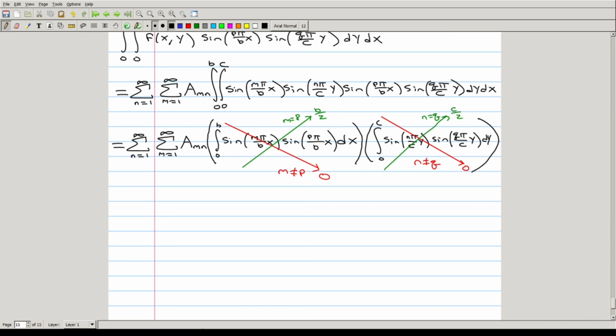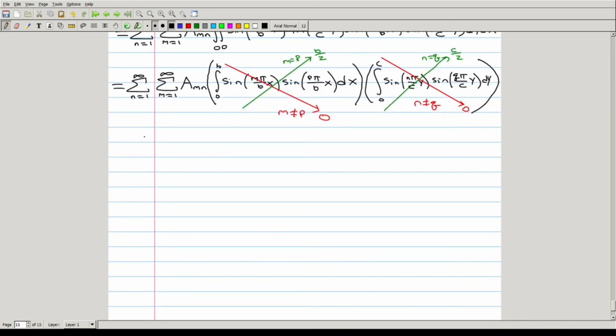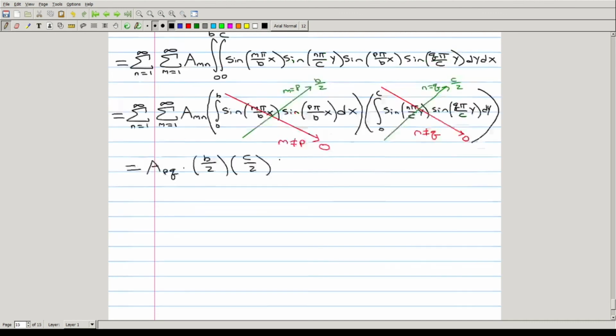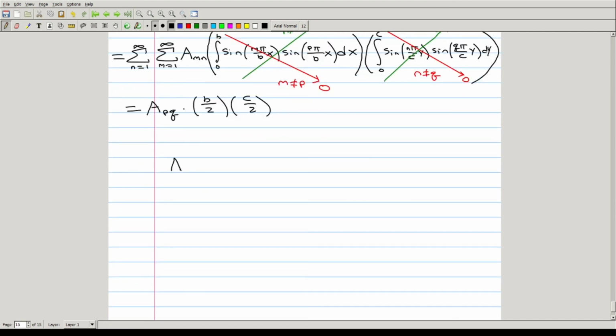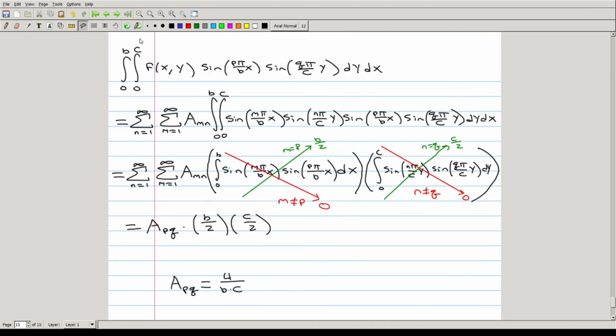Which means every single term in this infinite sum is 0, except for that one term where m equals p and n equals q, which gives you a_pq times b over 2 times c over 2, which gives you that a_pq is going to be 4 over b times c times this double integral right here.